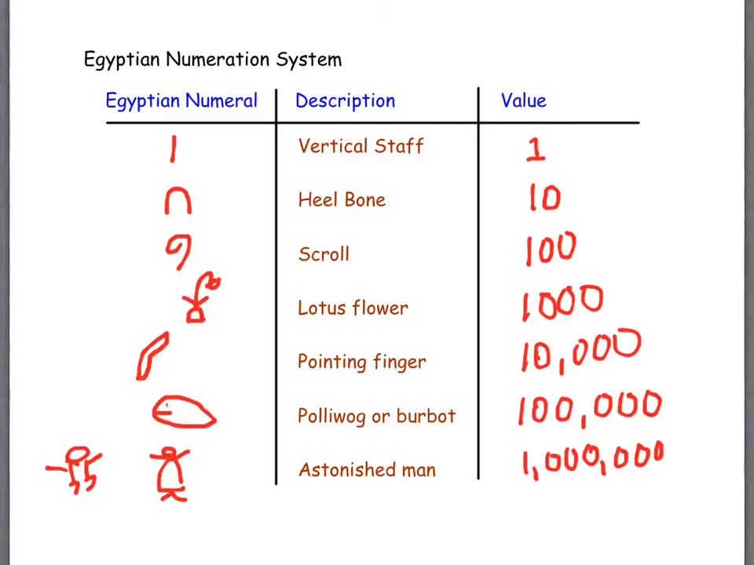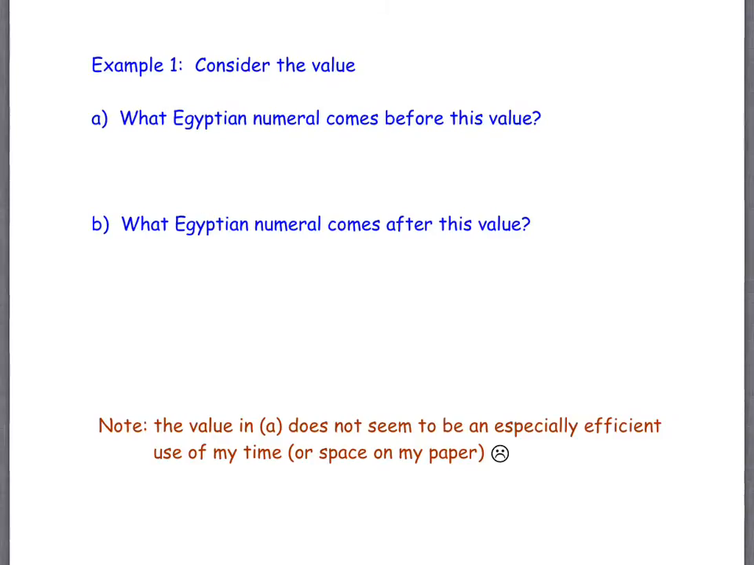Okay, so I want to show you how nice and easy this system is to use. We're going to first consider a value. The value we're going to consider looks like this. I bet you could tell me how much this is worth, and you could probably do it pretty quickly. Do you know what that value is? 310. That's what that value is. Three scrolls are each worth 100, and the heel's worth 10.